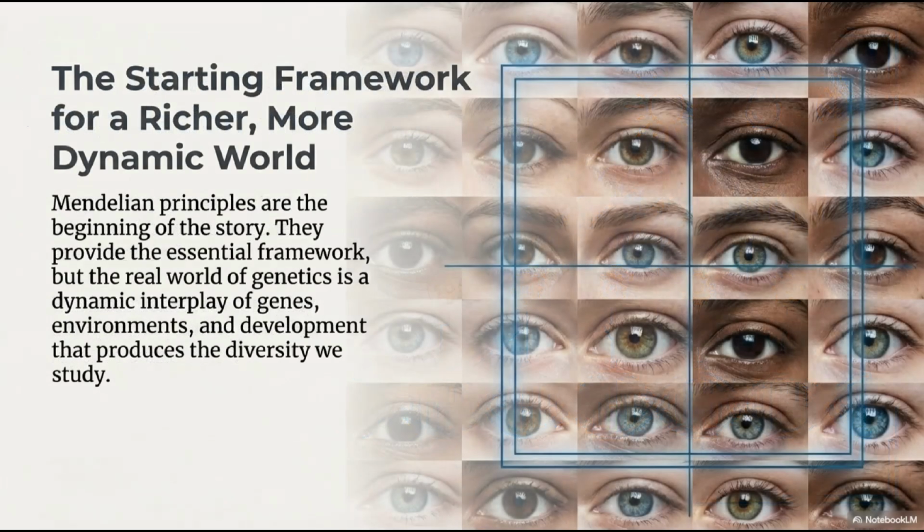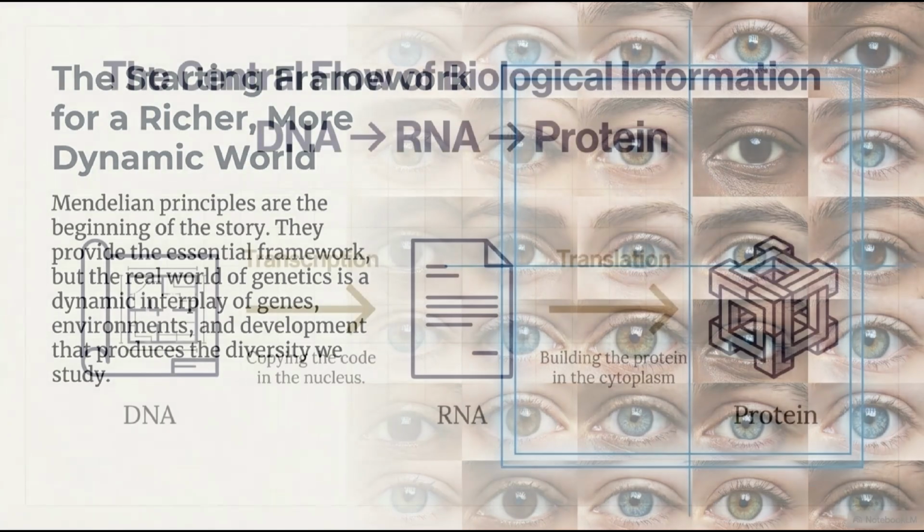So, while Mendel gives us the starting framework, the real world of genetics is richer and more dynamic. Mendelian principles help us understand the basics, but they are only the beginning of how genes, environments, and development work together to produce the diversity we study in biological anthropology.